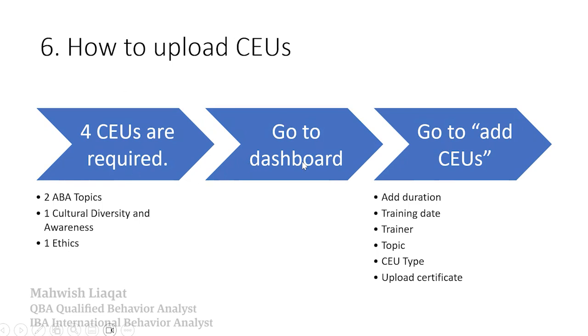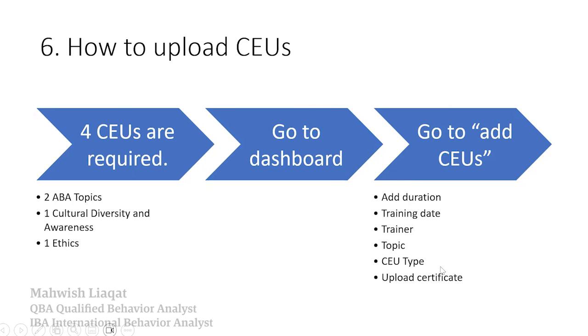Again, you will go to the dashboard. There will be an option of add CEUs on the left side. In the documentation, you will be adding the duration of your CEU. You will add the training date of the CEU. You will add the name of the trainer. What was the topic of your CEU? In the topic, you are going to check if it was ABA topics, cultural or ethics or supervision CEU. So you just have to select.